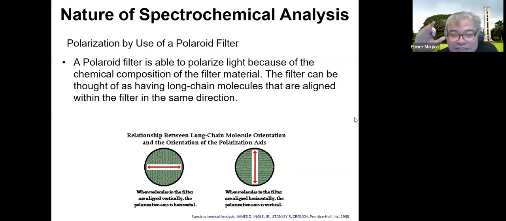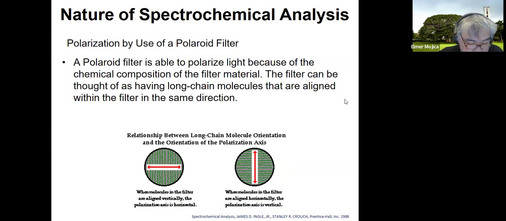Okay? But if you're going to look at the materials that you have there, the filter can be thought as having long chain molecules that are aligned within the filter in the same direction. So if you're going to look at the relationship between the long chain molecule orientation and the orientation of the polarization axis, when the molecules in the filter are aligned vertically, the polarization axis is horizontal. Now, when the molecules in the filter are aligned horizontally, the polarization axis is what we call vertical. Okay?